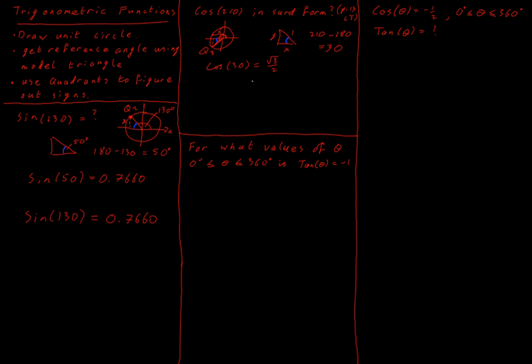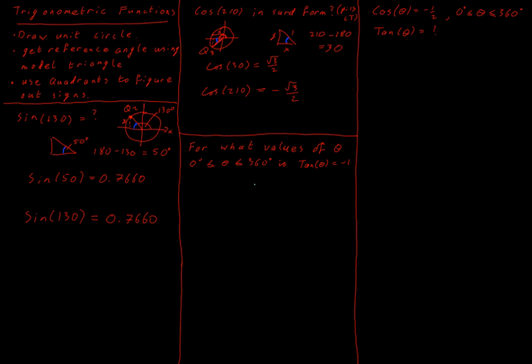And now I need to figure out my sine. So if I'm dealing with cos of 210, is cos going to be negative in my third quadrant? Well, I know that cos is my x component, and that is indeed going to be negative back here. I'm on the negative side of my x-axis. So I need to turn this into a negative.